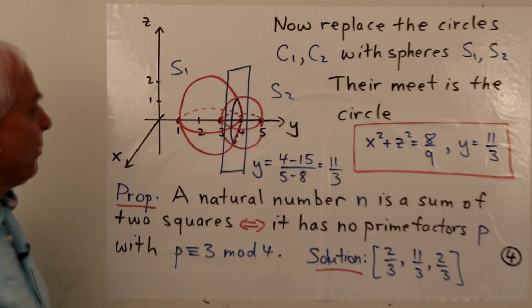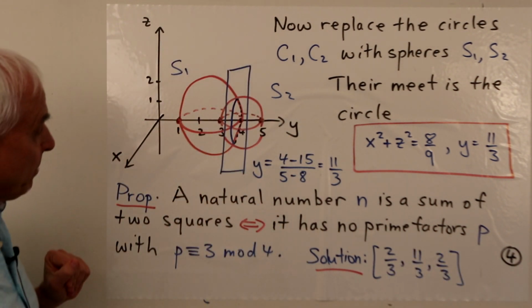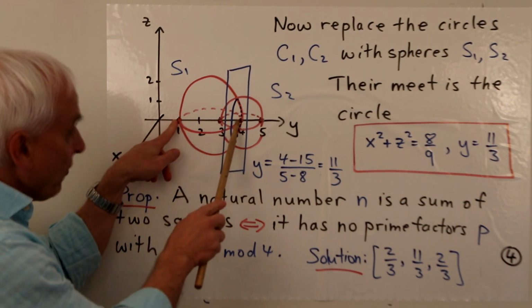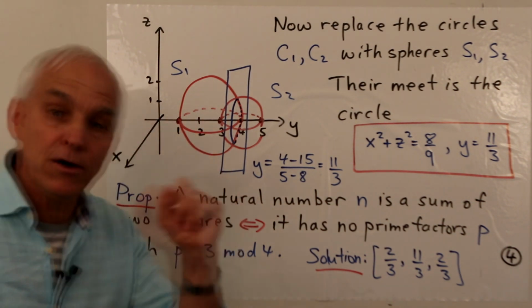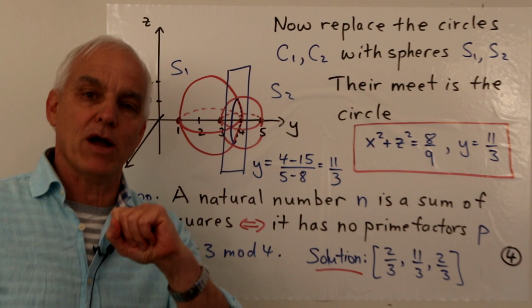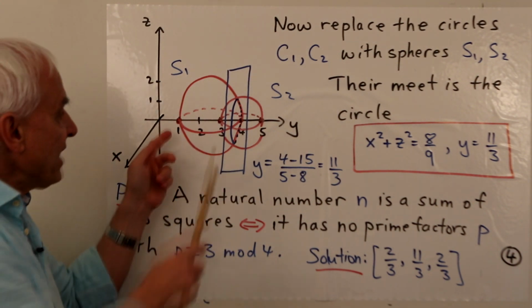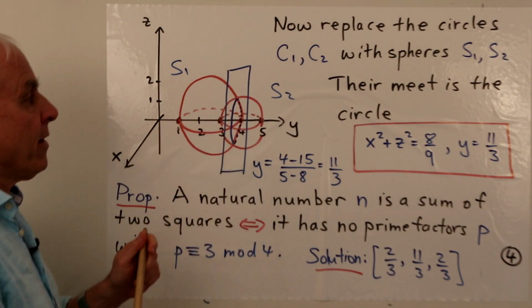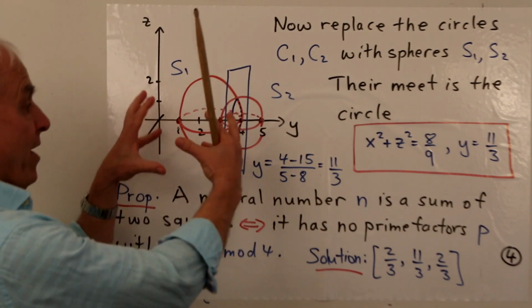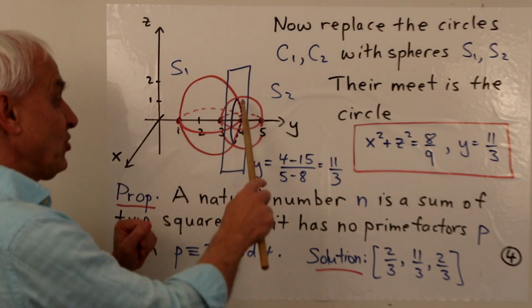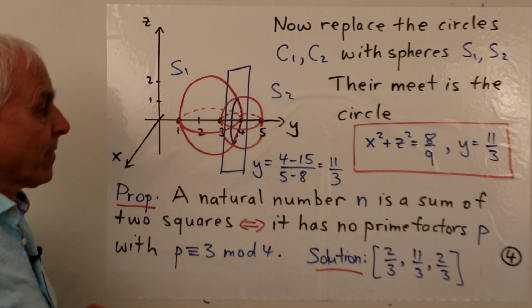So that's what we get when we look at things in a three-dimensional picture and say, okay, on this diameter from 1 to 4, there's actually a sphere that we can construct. So we replace the circle C1 with the sphere S1, and the circle C2 with the sphere S2.